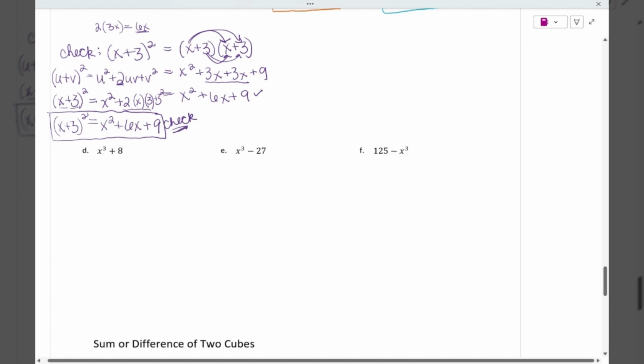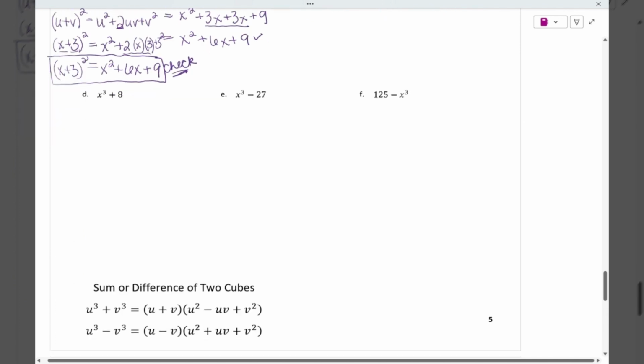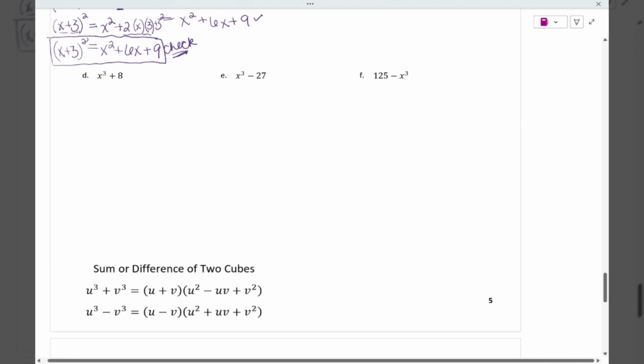Now we have two-term polynomials. Looking at D, E, and F, these are two terms. So we can factor two-term polynomials if they are both perfect squares and a subtraction between them, so a difference of two squares. But we can also factor if both terms are perfect cube numbers, and they could either be a sum or a difference of the two perfect cube numbers. And the way that you would do that is using the formulas down below. So I have the formulas over here for sum or difference of two cubes.